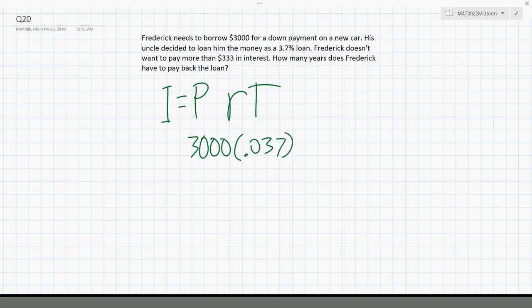All right. Frederick doesn't want to pay more than $333 in interest. I wouldn't want to pay any interest. How many years does it take Frederick to pay back the loan? So, we do not know what time is, but we do know that he doesn't want to go over $333, right? So I've got 3 things set, and I've got 1 that I don't. Where do I start?